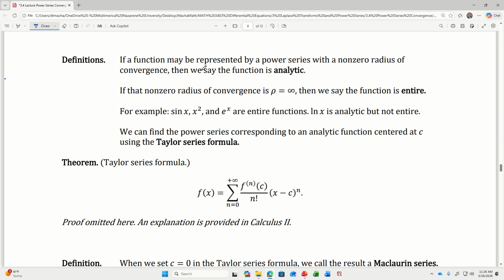We can find the power series corresponding to an analytic function using the Taylor series formula. This is, again, something I hope you saw in Calculus 2. So every analytic function is equivalent to a power series where the coefficients of that power series correspond to the derivatives of the function evaluated at the center divided by n factorial.